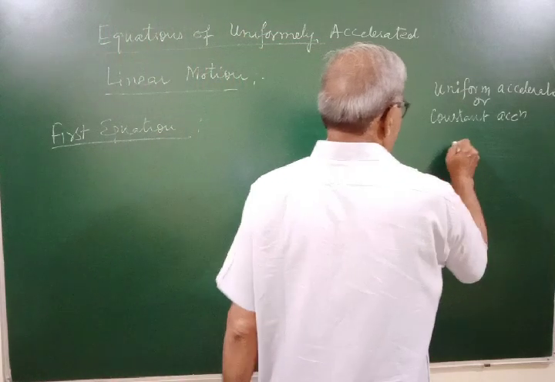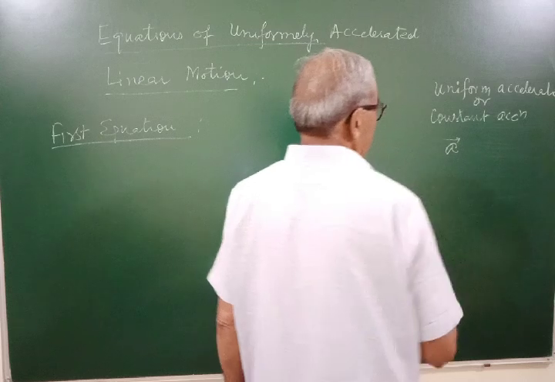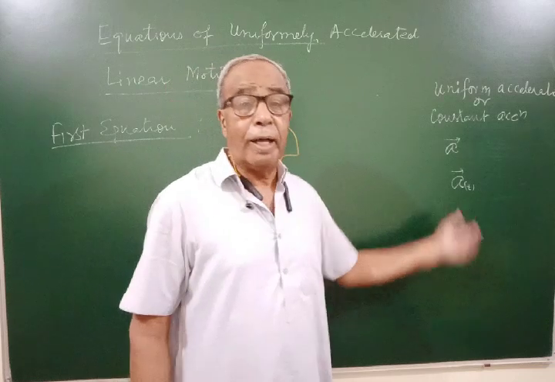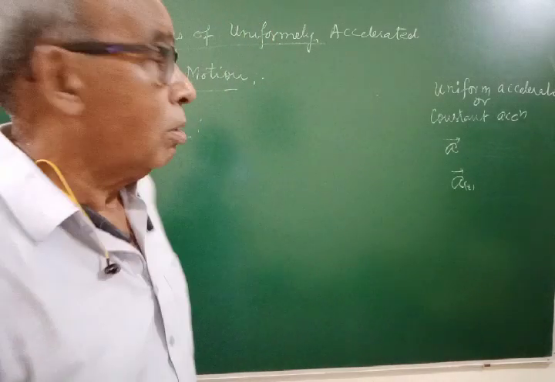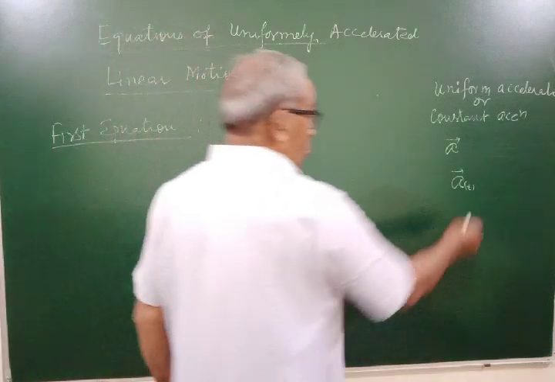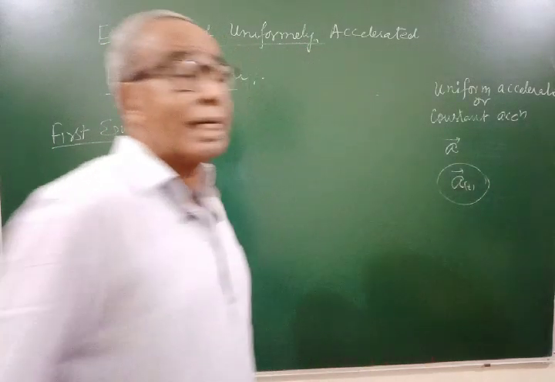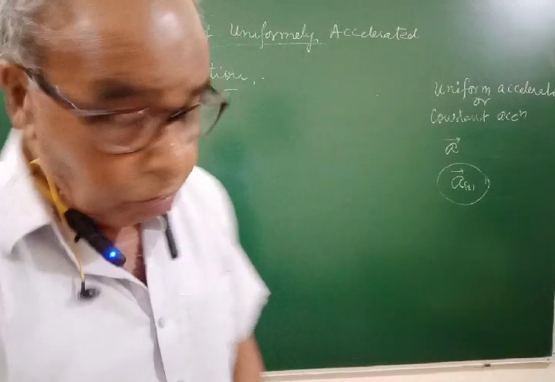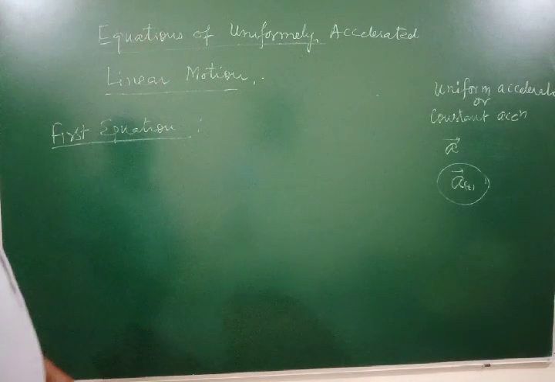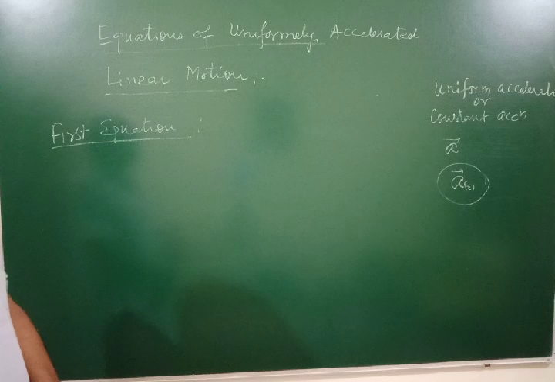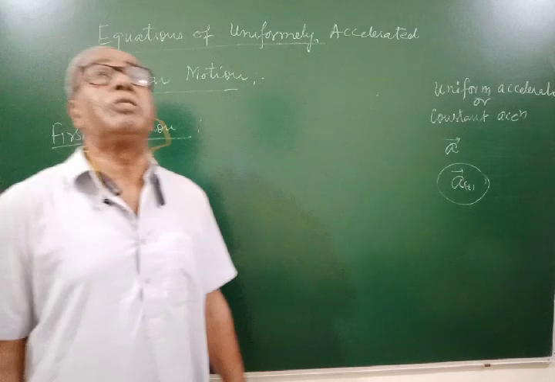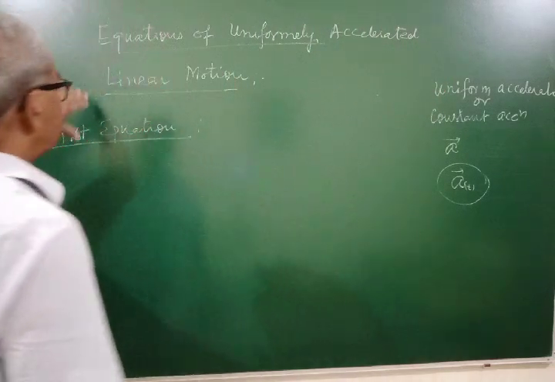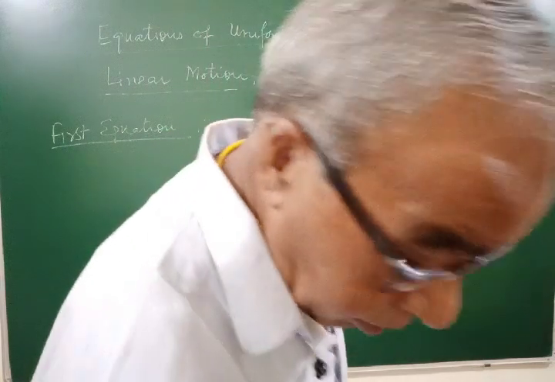And we denote it by vector A. If I write vector A with a T suffix, it means acceleration changing with time, and that is not constant acceleration. And if there is acceleration, then velocity is 100% changing with time. So here uniform acceleration means there is a uniform change in velocity, meaning velocity changing with time at a fixed rate. Linear motion here means motion in a straight line.